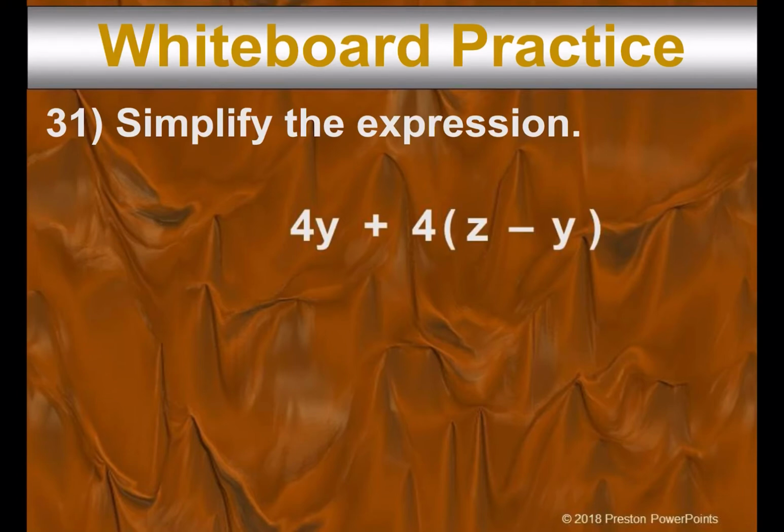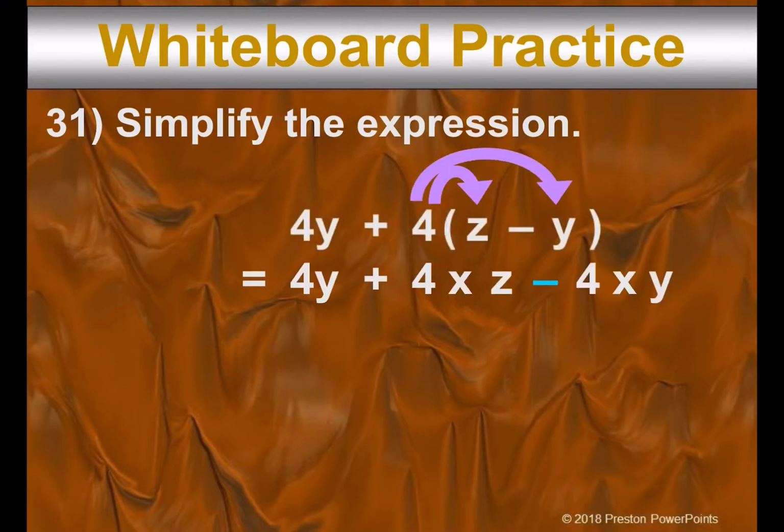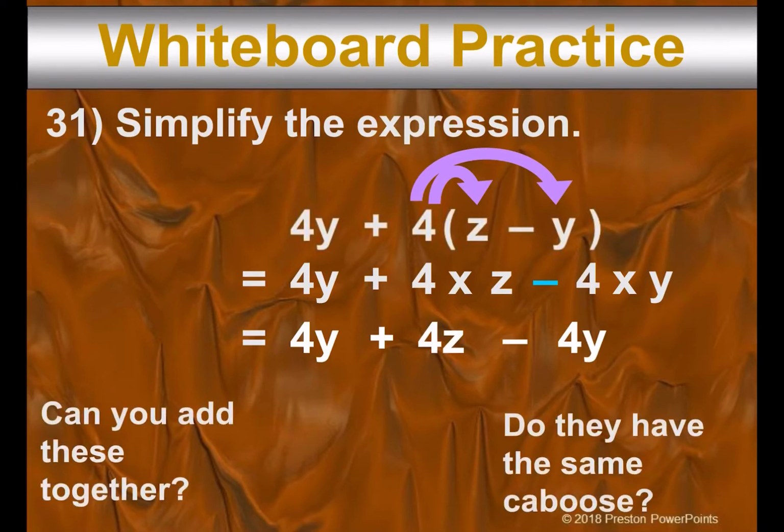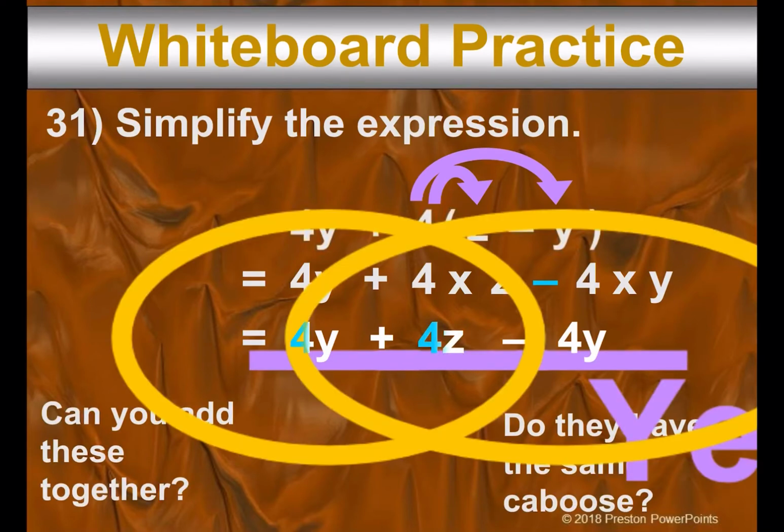And let's look at this one. What can I do on this? Simplify the expression. So I have 4y plus 4 and then z subtract y. So let's distribute first. 4 times z is going to be 4z. I have the 4y. 4 times y over there is negative 4y. So I have positive 4y subtract 4y. Can I combine those? Yes, which basically is going to cancel those out. So it's just going to be 4z.